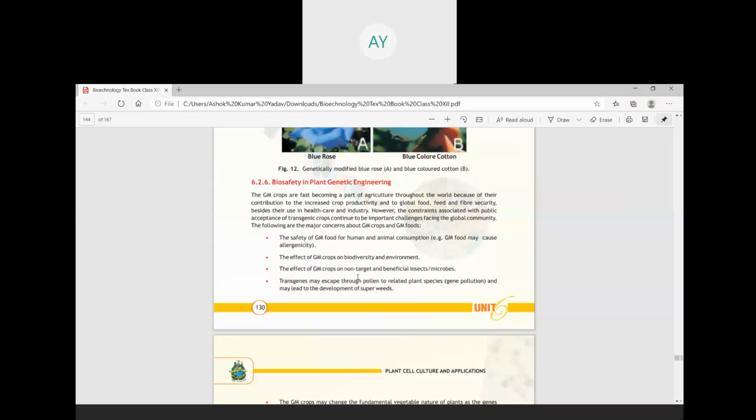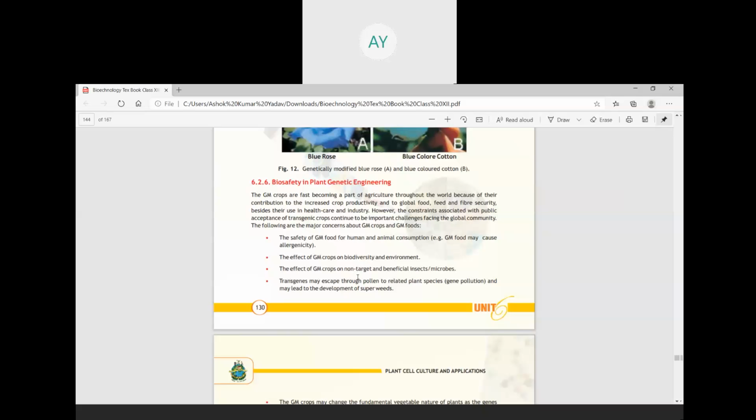Non-target means that the insect is not targeted for killing, or for reducing the population of that microbe or insect. The target is some other insect that is damaging our crop, or other microbes that cause disease in the crop. But those microbes, the nitrogen-fixing, sulfur-fixing, and phosphorus-fixing bacteria, are also affected. So that is the beneficial insect.